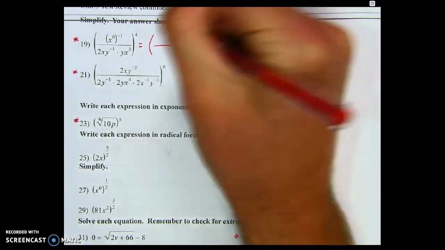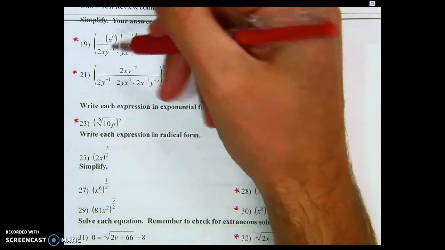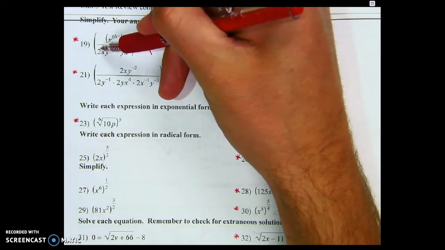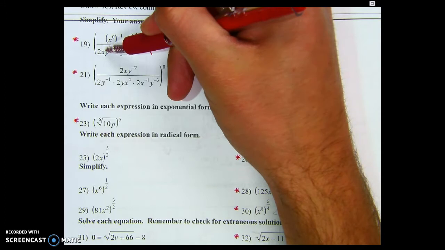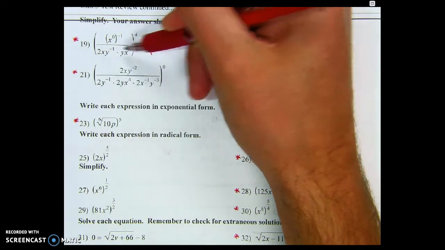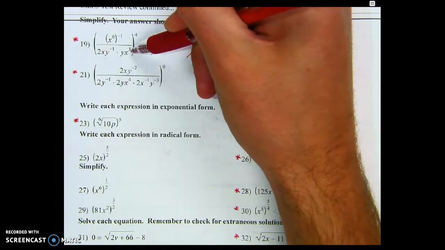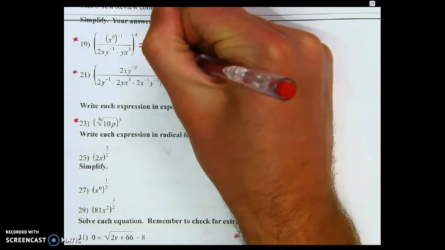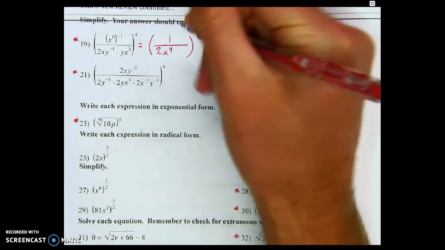Okay. Now, I also know in my denominator here, I'm going to have a constant of 2. I'm going to have an x with a power of 4 because that's x to the 1 and that's x to the third. So really that's going to become 2x to the fourth. And then what's going on with the y's?